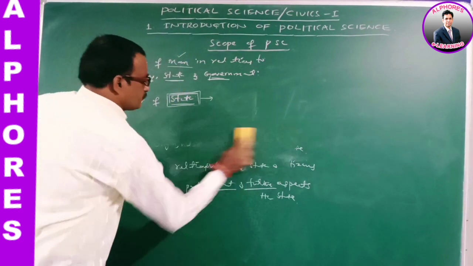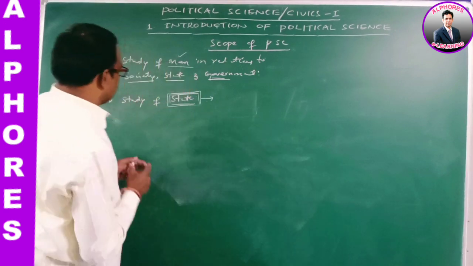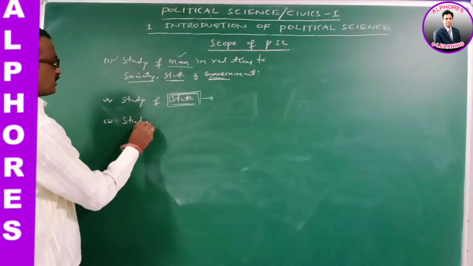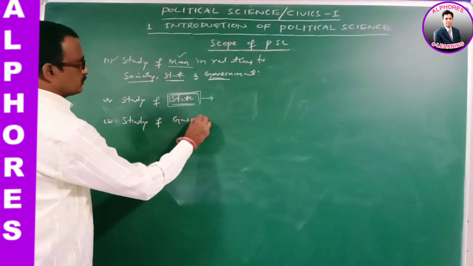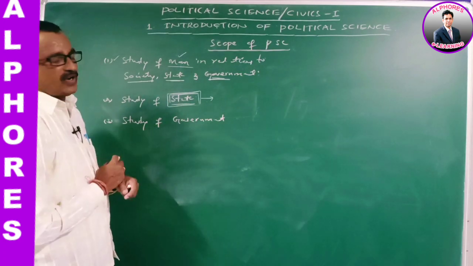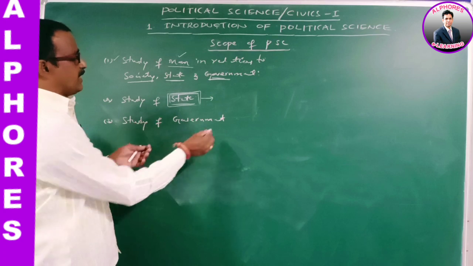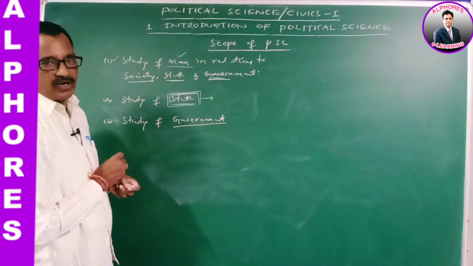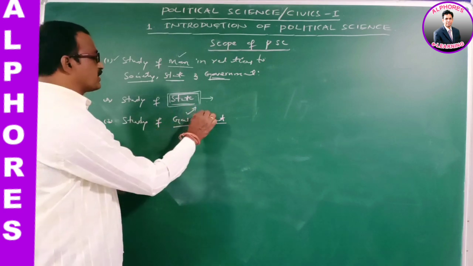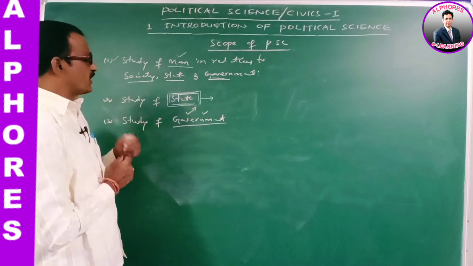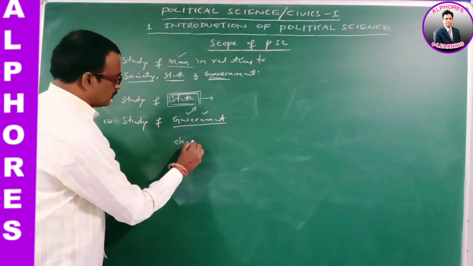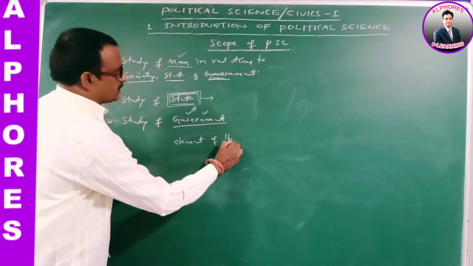Then it also explains government. So like state, so many political philosophers regarded political science as a study of government. So it deals with government or it studies about government. Here what is government? Now government is one of the elements of the state.